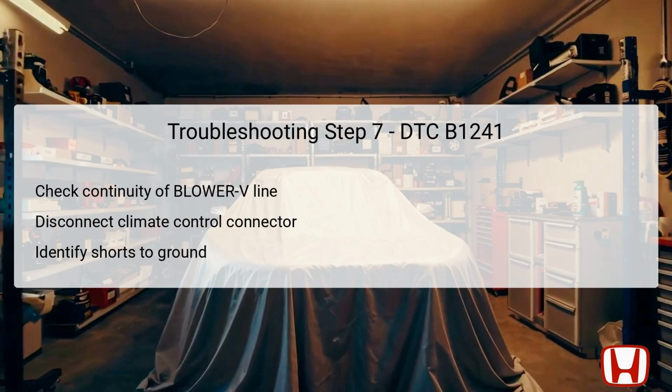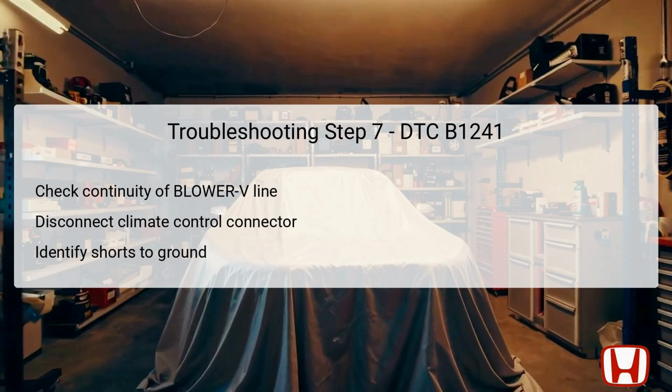In this 7th step, the focus shifts to the blower V line, which is critical for smooth electric functioning of the blower motor. Begin by ensuring the vehicle is in the off, lock mode. Disconnect the jumper wire used previously. Then also disconnect the climate control unit connector B with 24 pins. This action allows for exclusive access to check continuity effectively.